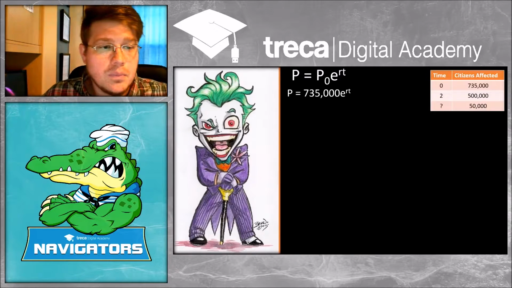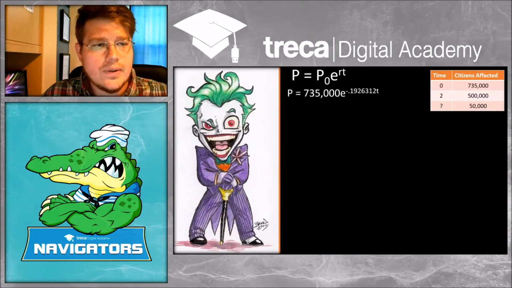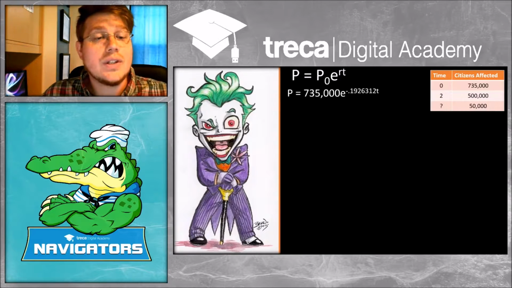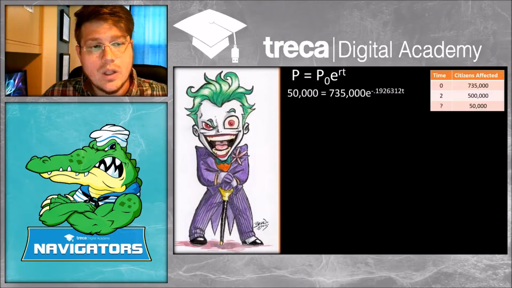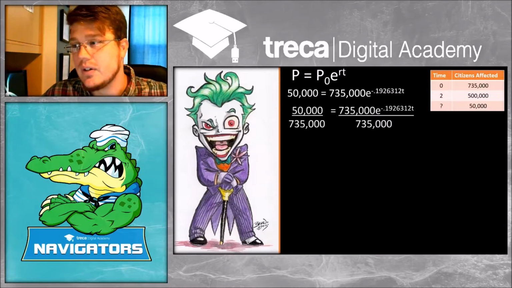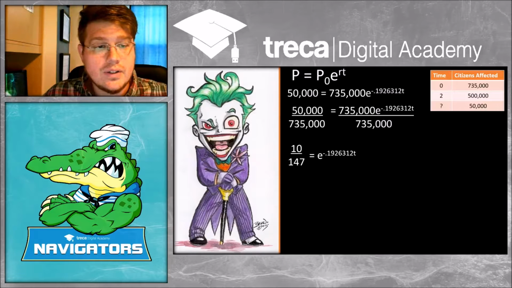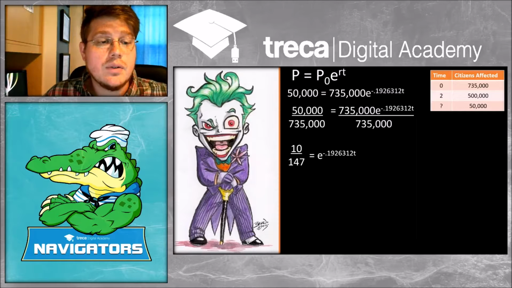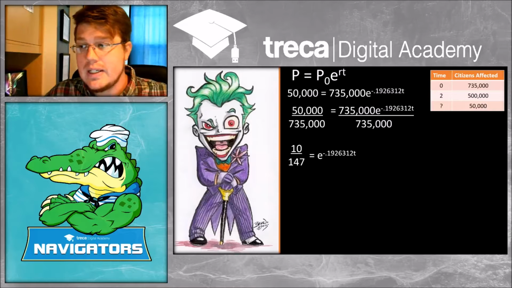That is that negative 0.1926312. That is our R, our rate of change. And we want to know what the time is when the population is 50,000 people. So we can substitute that in. We don't have time, but we can solve to find out. Again, we're going to divide both sides by 735,000. Reducing our fraction, putting it in simpler terms, gives us 10 over 147 equals e to the negative 0.1926312 t power.